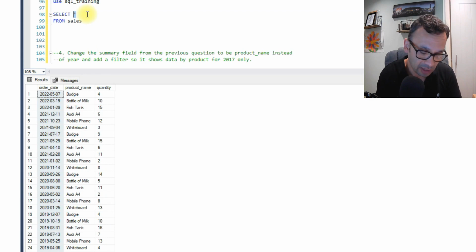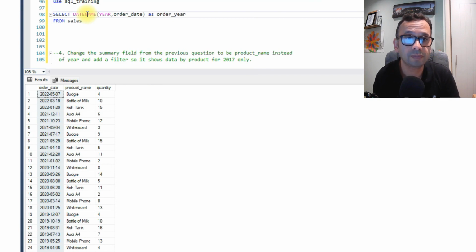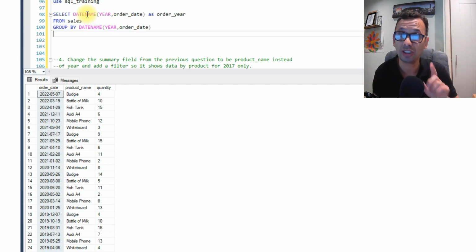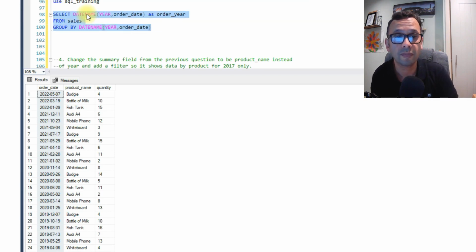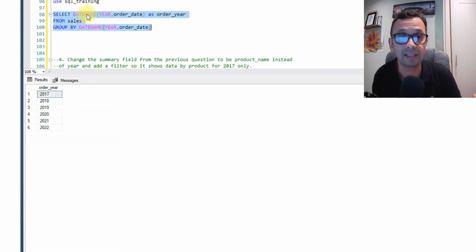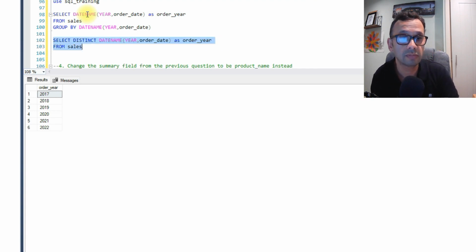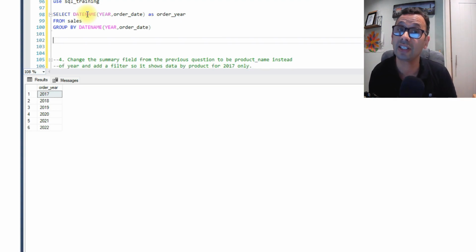So we can say date, name, year, order date as order year. So that means we need to group that by the same field. And in fact, just a little side note, because we've done that, that's the same as doing select distinct on that order year without the group by. If we've done that, same result. So group by on one field and distinct on that one field gives you the same result.